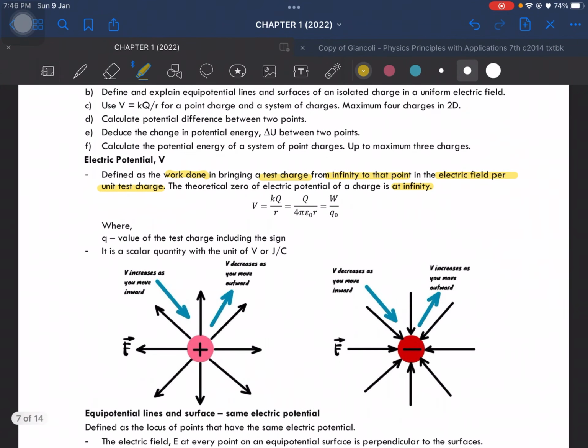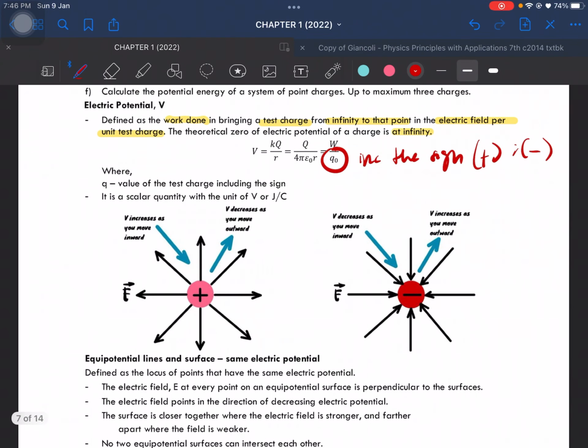Okay, so the equation is given here, and the value of Q here can be the value of the test charge, and it includes the sign. So if it is positive, include it. If it's negative, include it. And then it is a scalar quantity with the unit of volt, or what is the unit of J? I can't remember J.